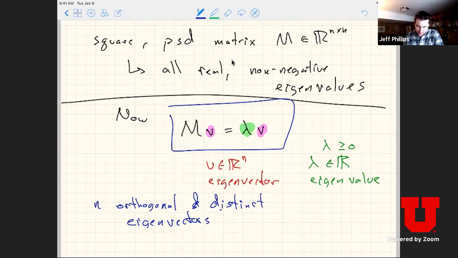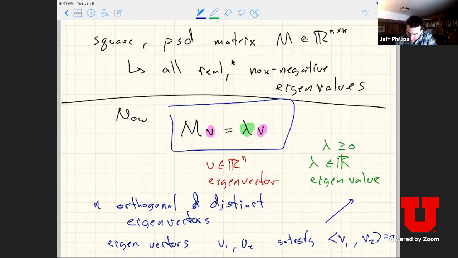That means that eigenvectors v1, v2 satisfy that v1 dot v2 is equal to 0. And you can think of that as, v1 and v2 are going to be orthogonal. That means there's going to be a right angle between them.